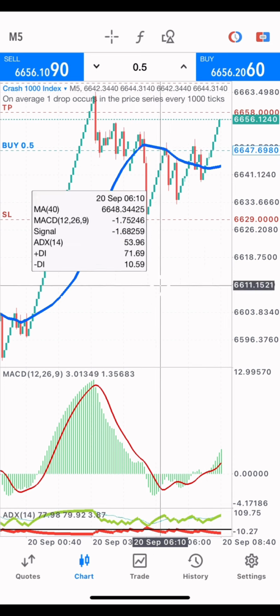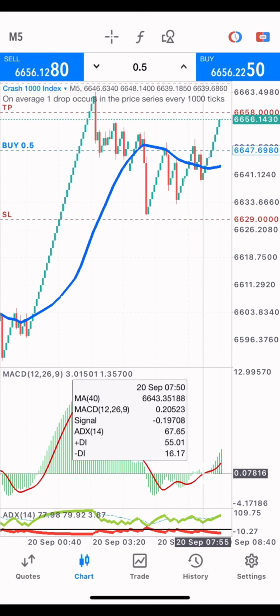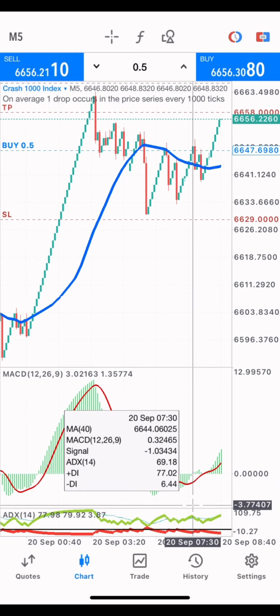But before you place your buy trade, come here and check your MACD histogram. Wait for it to be above the 0.00 level. Can you see the MACD histogram? The green and the red are above the 0.00 level. Then you are going to place your buy trade. Then my ADX, the green is above the red and they give their space. So it's telling me that the market is in good condition. That is why I entered the trade.